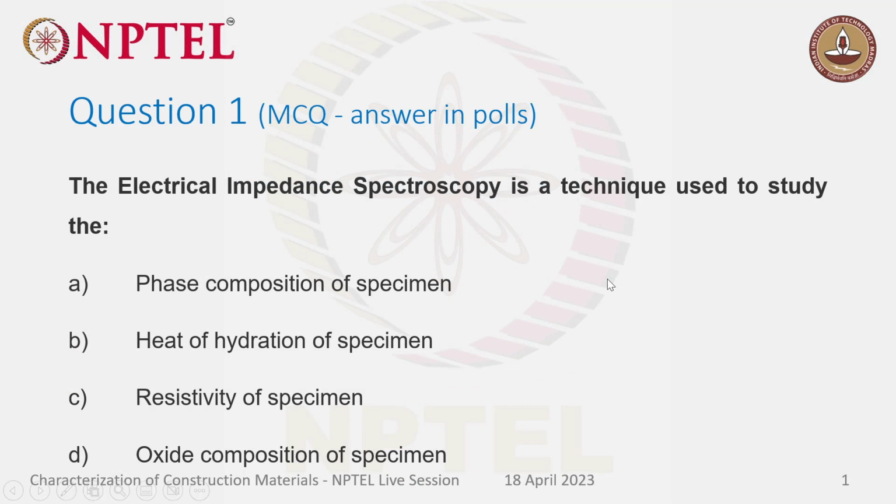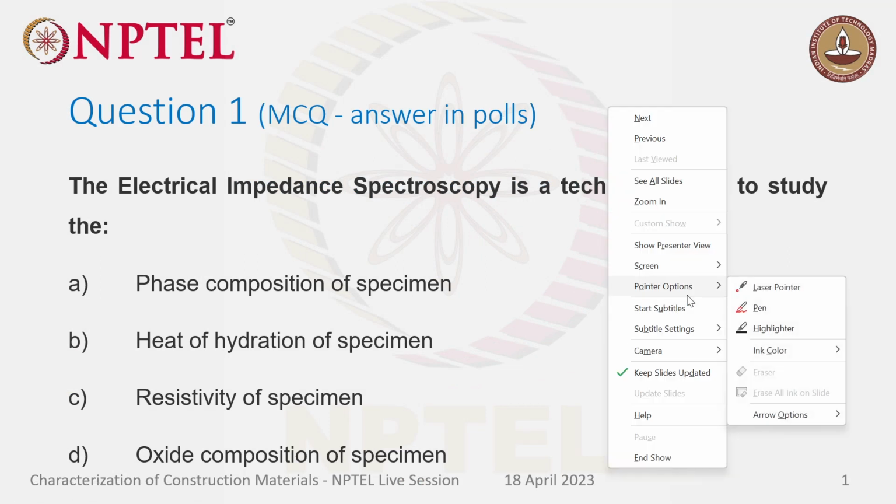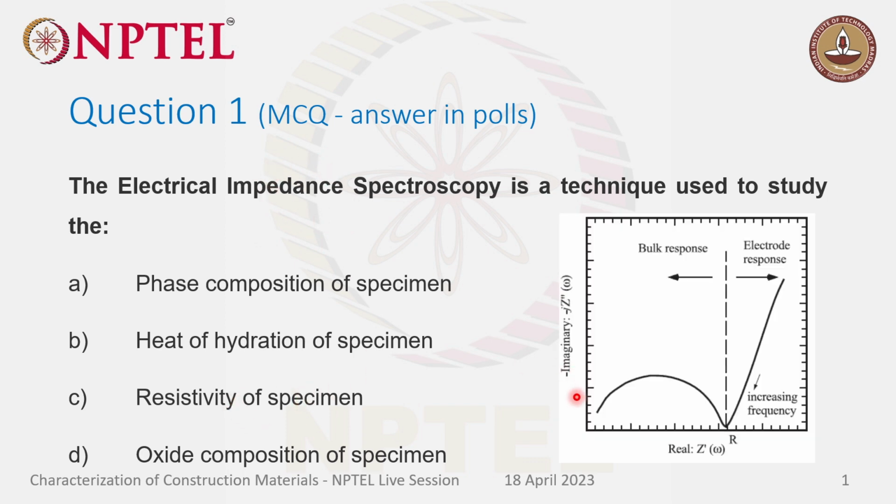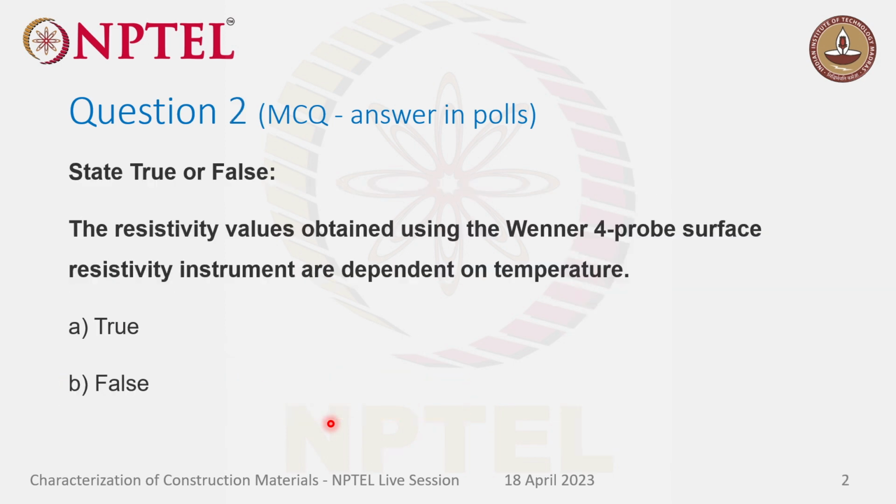In electrical impedance spectroscopy, the impedance itself indicates we are going to measure resistivity of concrete using the impedance plot. This is one of the impedance plots. Here we can measure resistivity using this, and with impedance we can understand how the concrete structure evolves with the impedance measurement. So the correct answer is resistivity of specimen. Fine. Let's move to the next question.